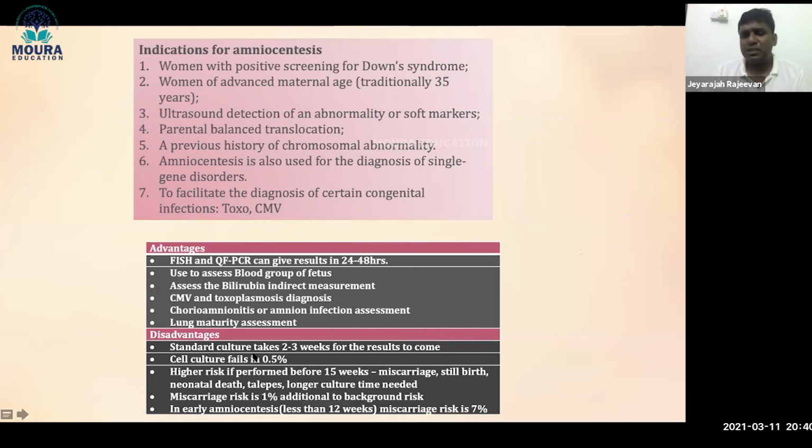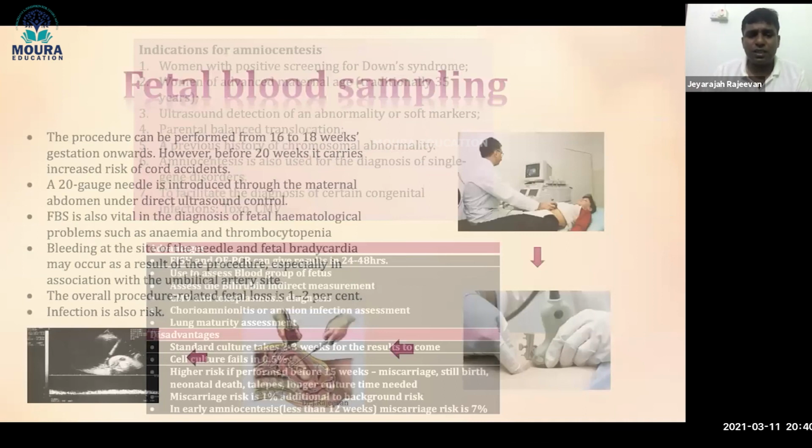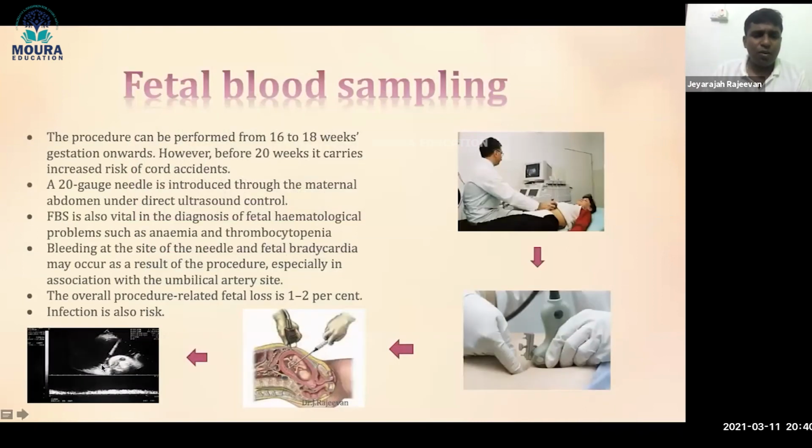Right? So that is a disadvantage. And finally, fetal blood sampling. So here, as we discussed earlier, you can see this is the umbilical cord. We are taking the blood from the umbilical cord.